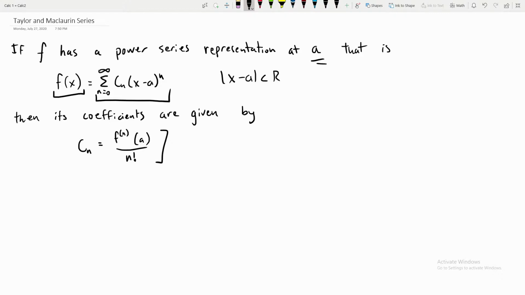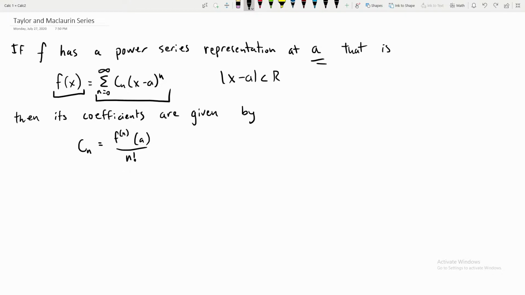And obviously there is a formal proof to it. I'm sure you can find it somewhere on the internet, but it's a little out of the scope for this. So just know that the coefficients for this power series representation can be written like this. It's basically just the nth derivative of that function at a, whatever the center is, and then we divide by n factorial.